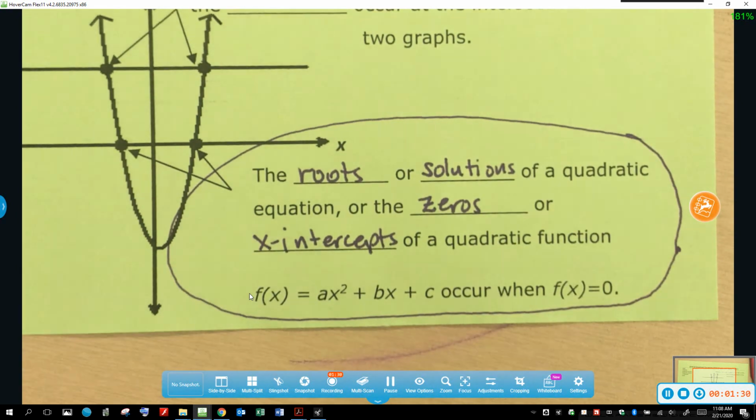And again, somebody in second period was like, why do we got to make everything so complicated? Why can't we just have one word? Okay, well here's the thing. Again, I said it before, I'll say it again.